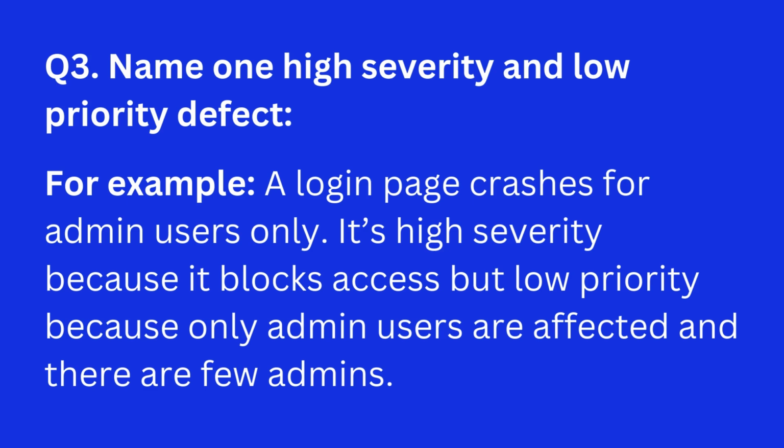3. Name one high severity and low priority defect. Answer. For example, a login page crashes for admin users only. It's high severity because it blocks access, but low priority because only admin users are affected and there are few admins.